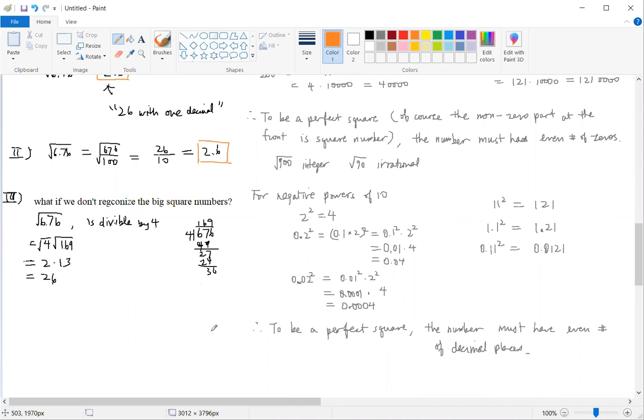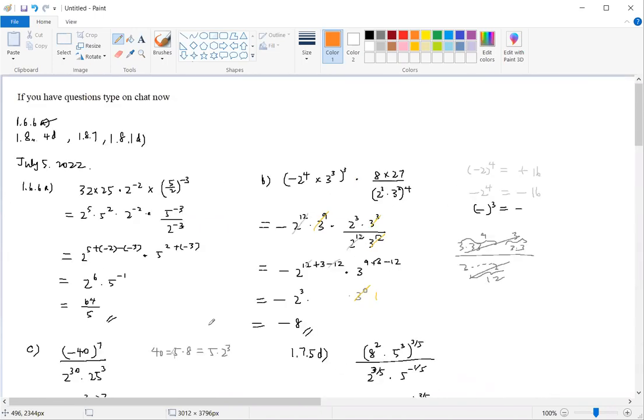Okay, 1.8.6, yeah, I know. Sorry, I'll go back to it. Yeah, so this one is done, and then 1.8.6. Next is this one, 1.8.4D.